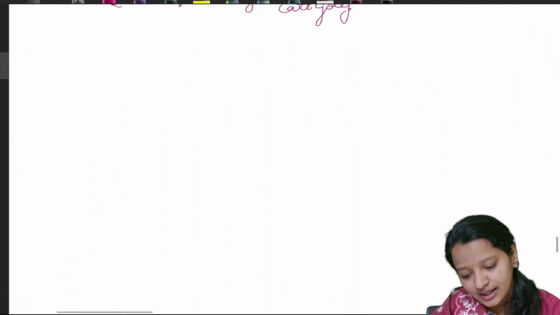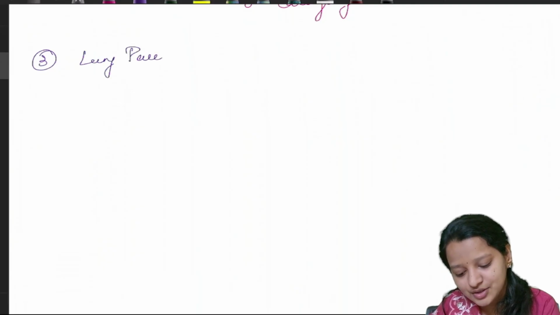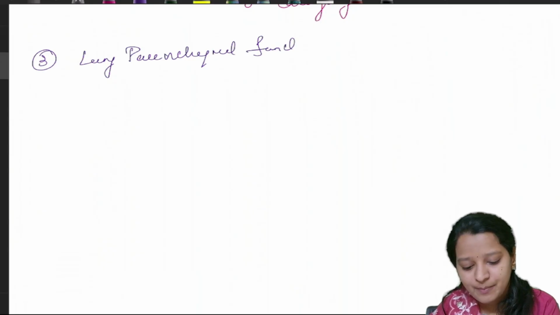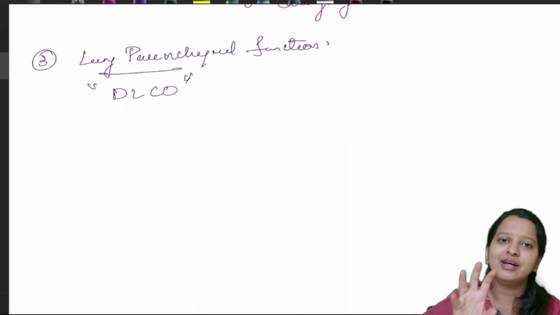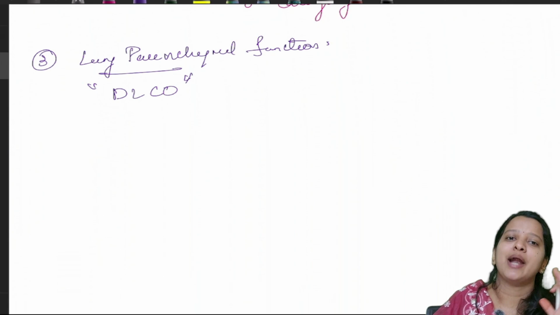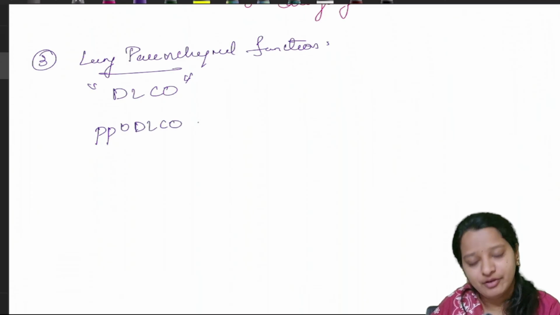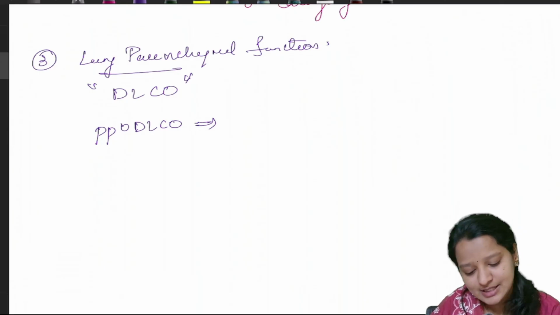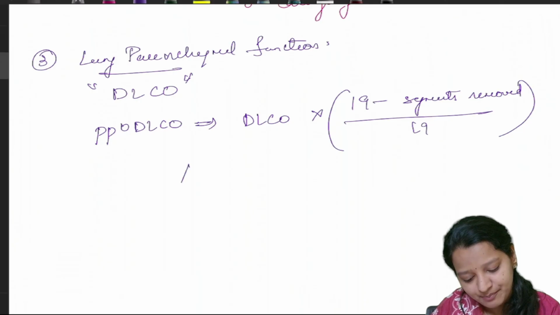Okay. Next, the third test is lung parenchymal function. The best test to know this is DLCO. The formulas are the same as those of post-operative predictive FEV1. That means first we'll know the pre-operative DLCO, and from here we will predict the post-operative DLCO, same as post-operative FEV1. Okay, so post-operative predictive DLCO is pre-operative DLCO into 19 minus number of segments removed, by 19.